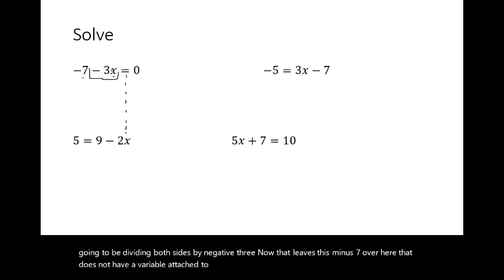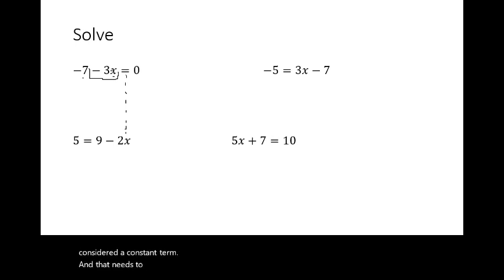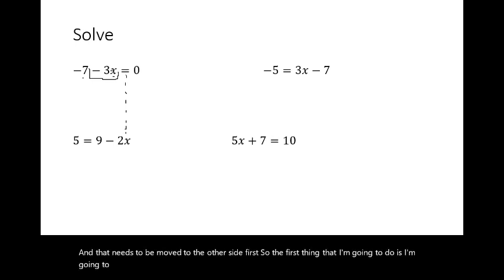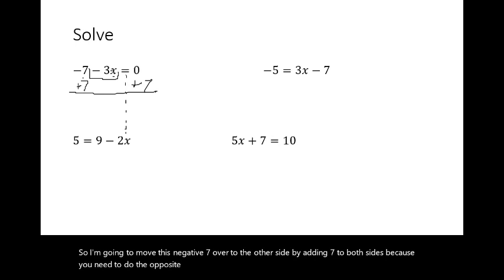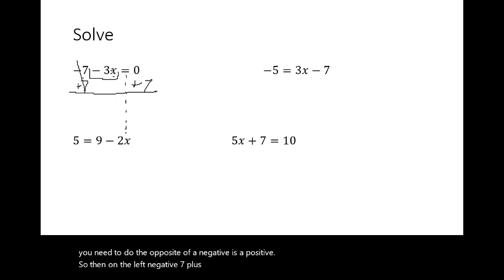Because there's no variable attached to it, this is considered a constant term, and that needs to be moved to the other side first. So the first thing I'm going to do is move this minus 7 over to the other side. The opposite of a negative is a positive, so I'm going to add 7 to both sides, because you need to do the opposite. Then on the left, negative 7 plus 7 is 0, which leaves you with negative 3x equals, and then 0 plus 7 is 7.